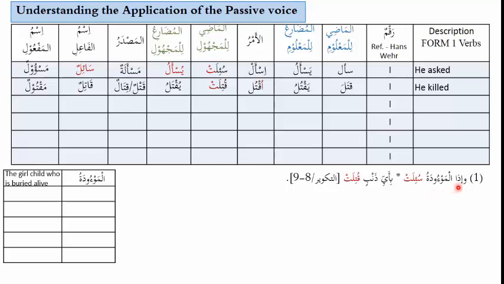And when, idha means when, al-maw'udah, that's on the day of judgment. Al-maw'udatu, the girl child who is buried alive, su'ilat, is going to be asked: bi-ayyi dhanbin qutilat. Bi-ayyi means for which or by which, dhanb means sin. By which sin was she killed? Bi-ayyi dhanbin qutilat.